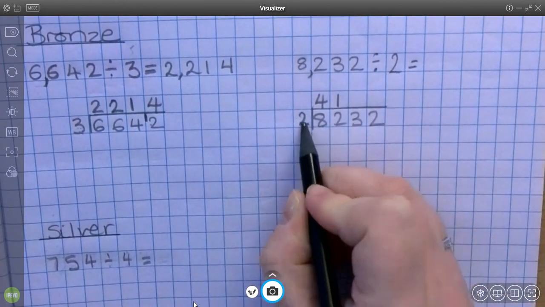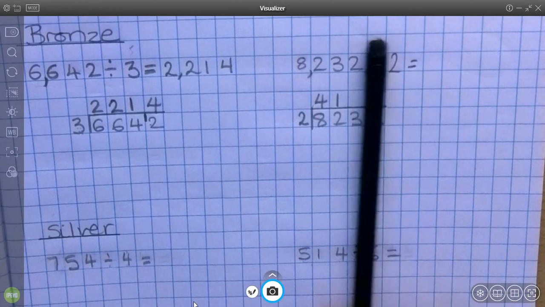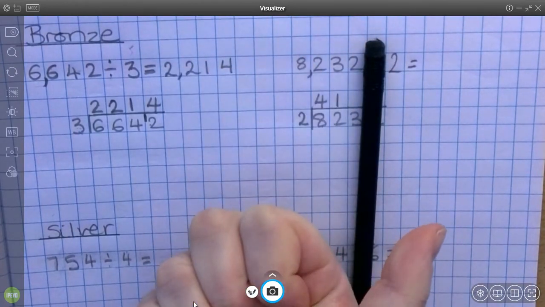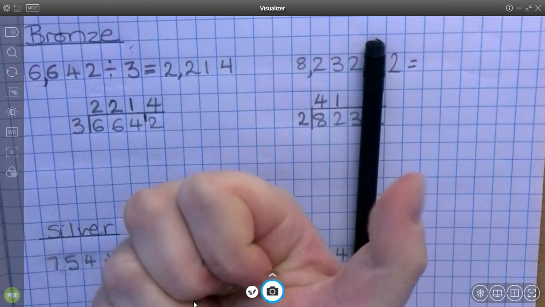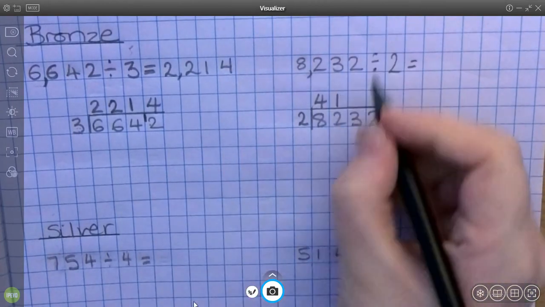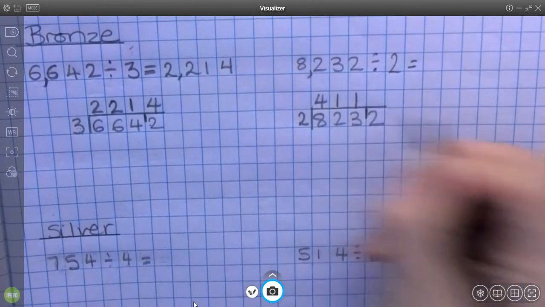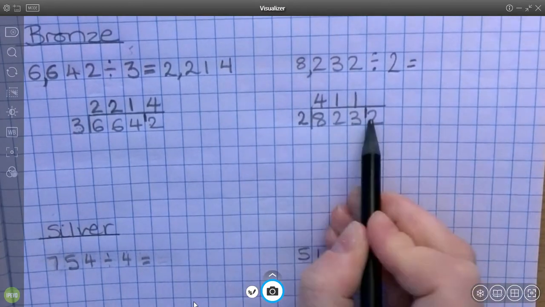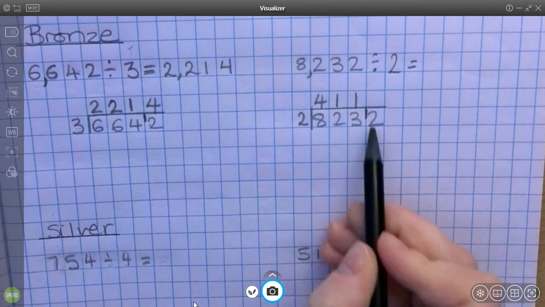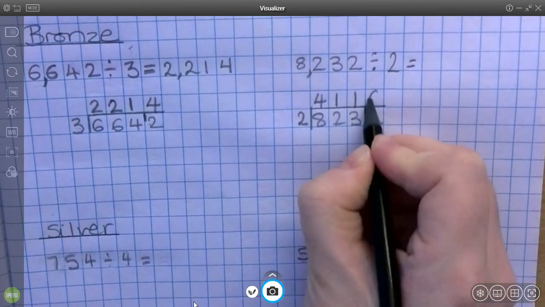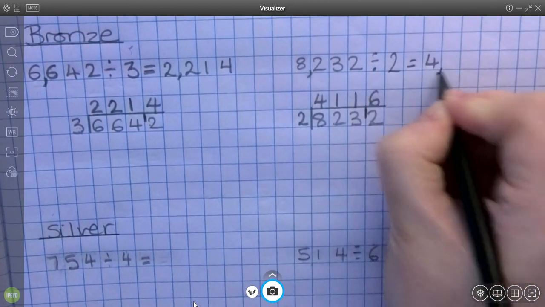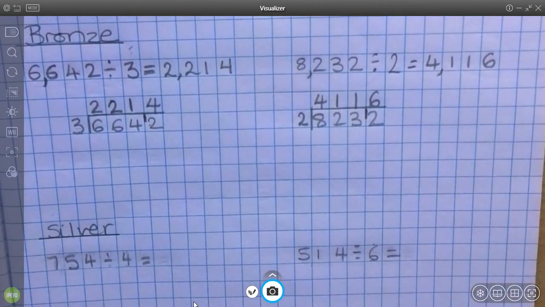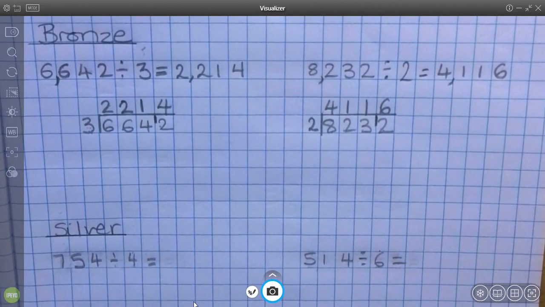How many groups of 2 can I get out of 3? So if I have 3, I can get 1 complete group of 2, but I've still got that 1 left over. So I can get 1 complete group, but with 1 left over, so I need to regroup that to the next number. And 2's into 12, well, I know 12 divided by 2 is 6. So my answer is 4,116.